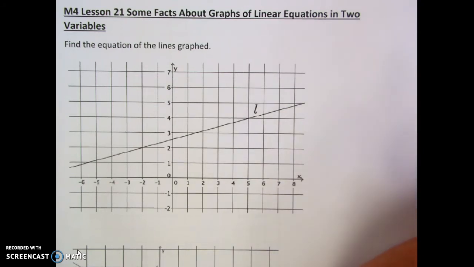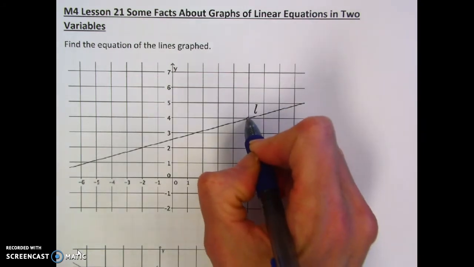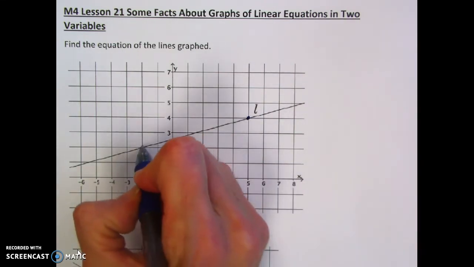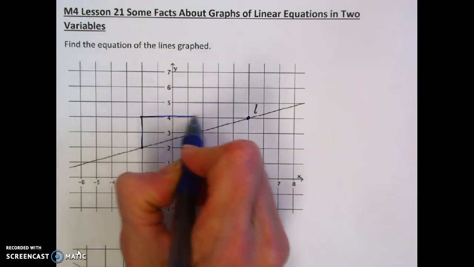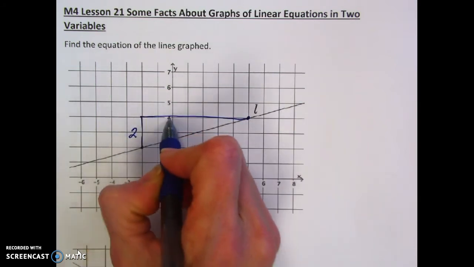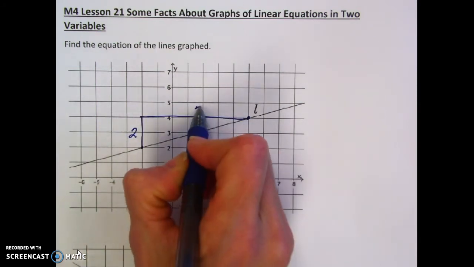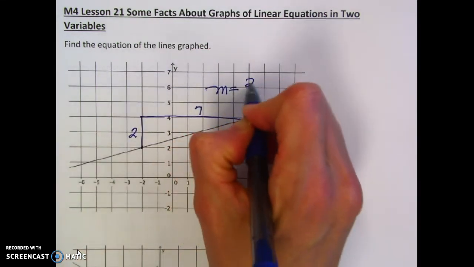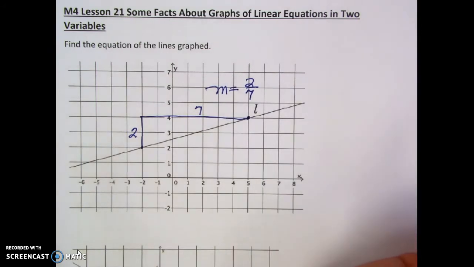Now we can still calculate the slope the same way. So if I find 2 points where it crosses exactly right on the grid, I should be able to count and find the slope for my line. It looks like 2, 7. So positive 2/7. My slope is positive 2/7. Now I still have to find my y-intercept.